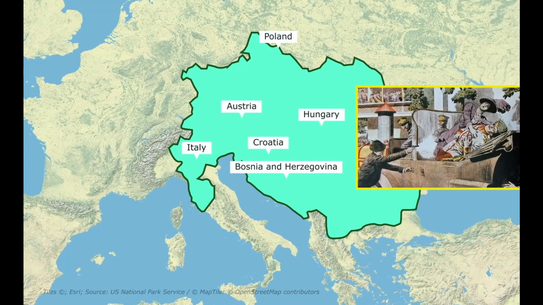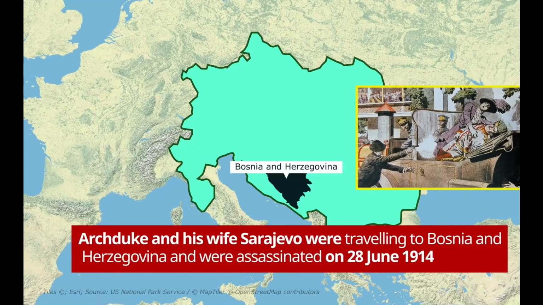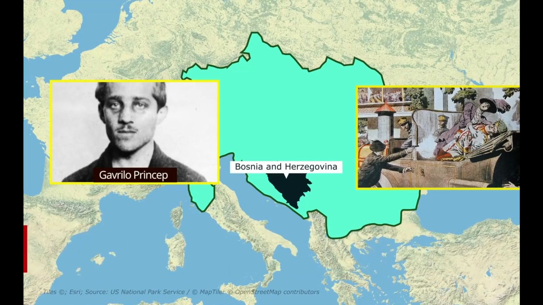The Archduke and his wife were traveling in Sarajevo, which is the present-day capital of Bosnia and Herzegovina, and were attacked on June 28, 1914. The assassination was carried out by Gavrilo Princip of Bosnia, who was a member of a group called the Black Hand. The Austro-Hungarian Empire felt that Serbia was behind this assassination because the Black Hand group was Serbia-based.